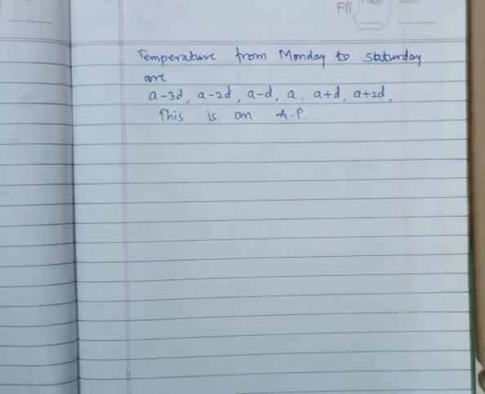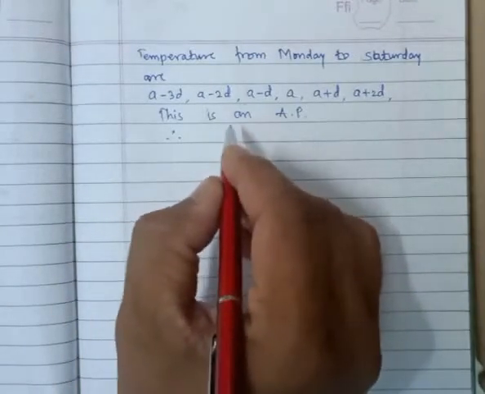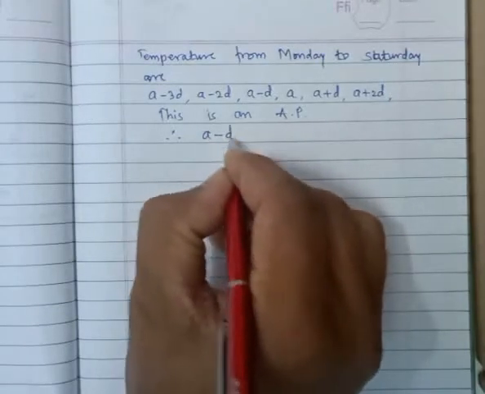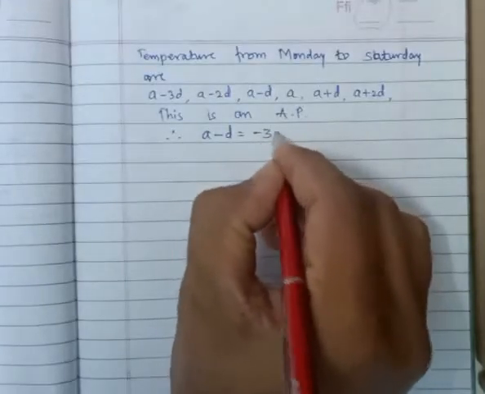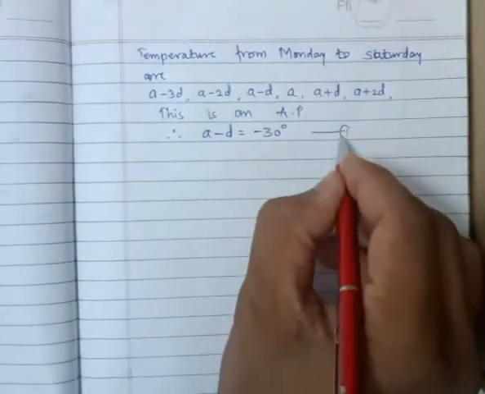Here it is given that the temperature of Wednesday was negative 30 degrees. Therefore, Wednesday's temperature, A minus D, is negative 30 degrees Celsius. This is equation number 1.